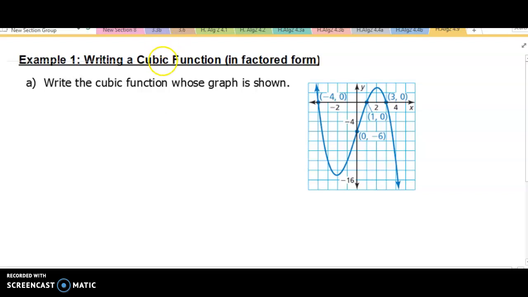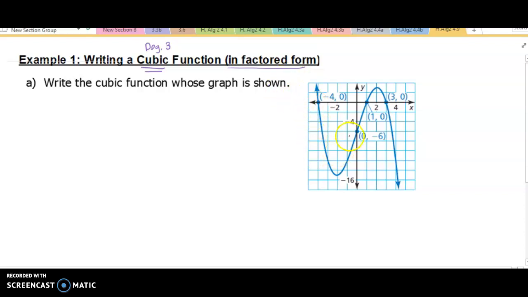Most of it's review. But if we look at example 1, this is not with your graphing calculator, one of the few things on here. So let's go over how to do it. We want to write the cubic function. So cubic, remember, that's a degree of 3. And we want to write it in factored form, which actually makes our life a little bit easier.